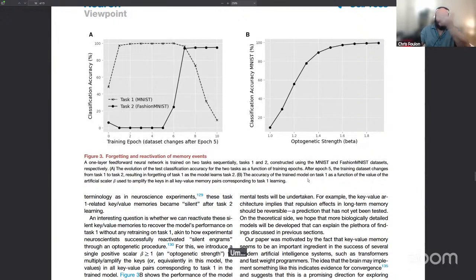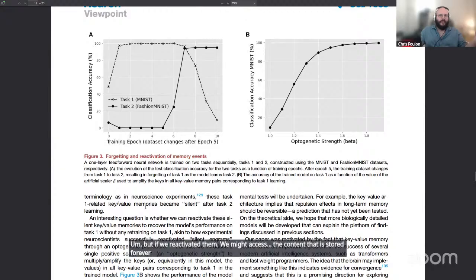And of course, they say that that might be why in the brain we forget things. It's because the keys are not activated enough to trigger the memory content anymore. But if we reactivated them, we might access the content that is stored forever in their hypothesis.